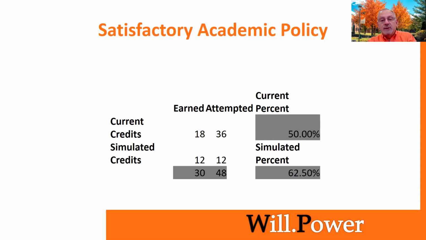Now here's someone who, after 2 semesters, had earned 18 credits over 36 attempted for the 50%, and then their third semester they attempted 12 and earned 12, but they were only at 62.5%. So you see, it's difficult to raise your completion rate once you start off below 50%.